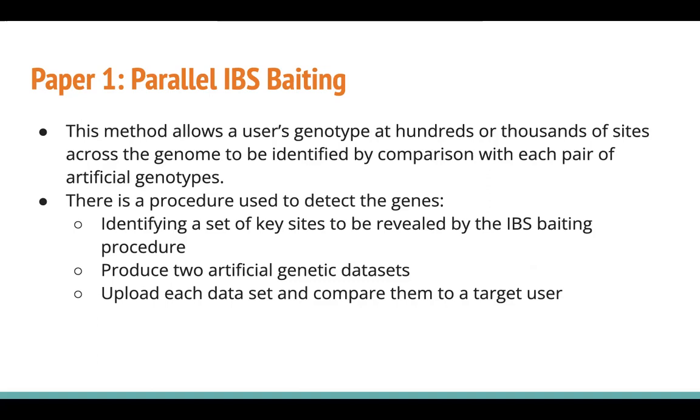Okay, so the third step is to upload each artificial data set and compare them to a target user. The key sites that are covered by the putative IBS segments between the target and both artificial data sets are heterozygous. And then the key sites where the target is homozygous for the major allele are covered by putative IBS segments between the target and the major allele homozygous data set only. This procedure will reveal the target's genotype at every single key site.